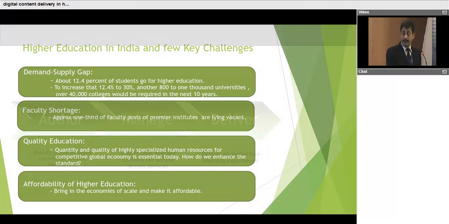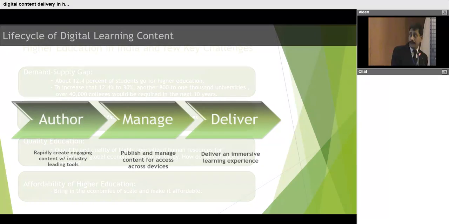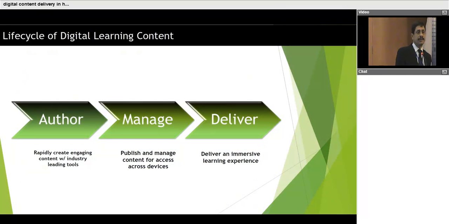So when we talk about digital infrastructure in education, the way I have seen the life cycle of digital infrastructure, it can be divided into three parts: authoring, management, and delivery of the content. By authoring, we mean that whatever education or knowledge is imparted in the physical world today, whether in terms of lectures or the textbooks that we handle in the physical environment, how that can be made available in digital format.